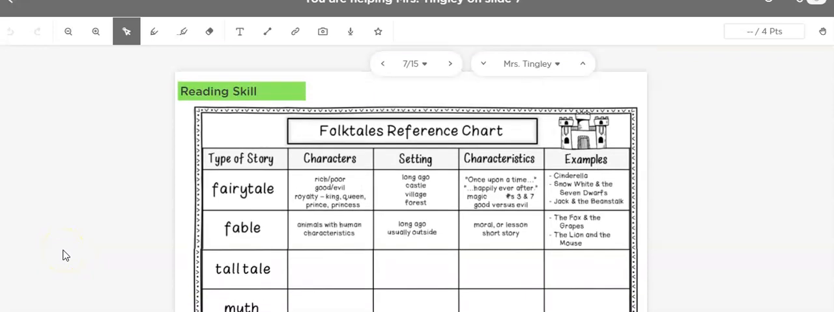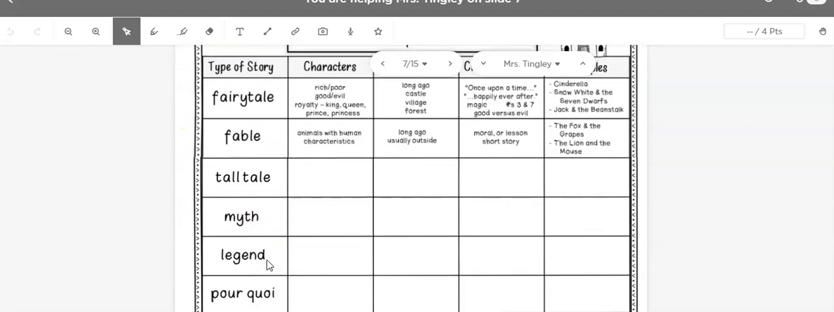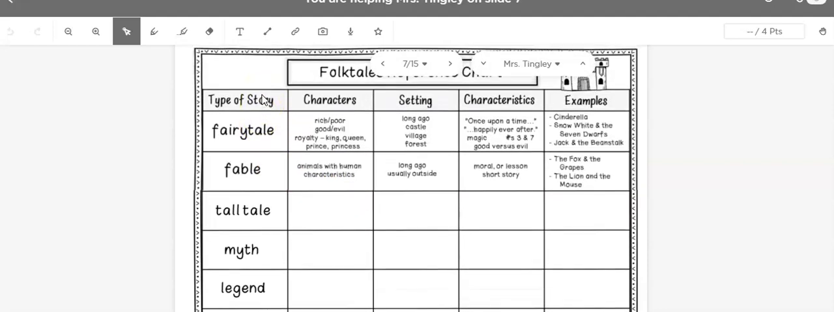And welcome to our reading skill for today. We've been looking at folk tales, and those are stories that are told that are passed down through time. We learned about fairy tales that talk about a time long ago. They normally have royalty, kings, queens, princesses, and they start with once upon a time and end with happily ever after. Some examples we looked at were Cinderella and Snow White and the Seven Dwarfs.